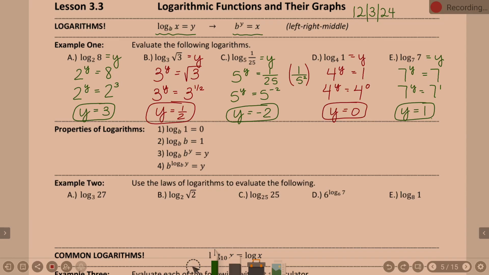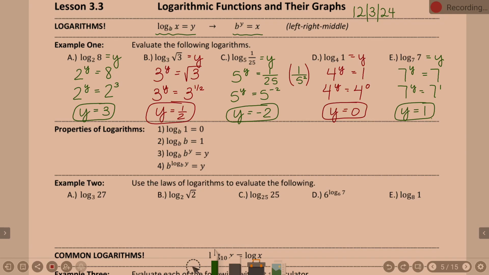Log base b of 1. Log of 1, in any base, is always 0. Property 2. When the base and the inside of the log are the same, so log base b of b, it's always going to equal 1. That was my log base 7 of 7.